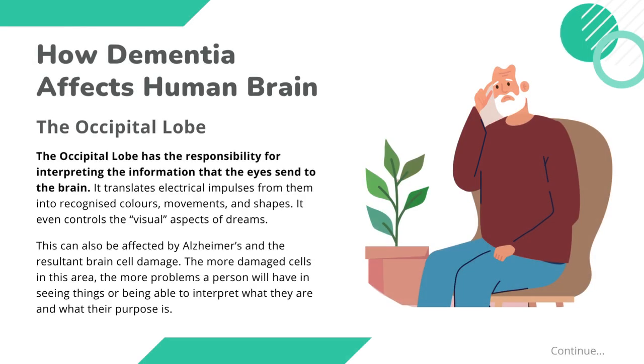The occipital lobe. The occipital lobe has the responsibility for interpreting the information that the eyes send to the brain. It translates electrical impulses from them into recognized colors, movements, and shapes. It even controls the visual aspects of dreams. This can also be affected by Alzheimer's and the resultant brain cell damage. The more damaged cells in this area, the more problems a person will have in seeing things or being able to interpret what they are and what their purpose is.